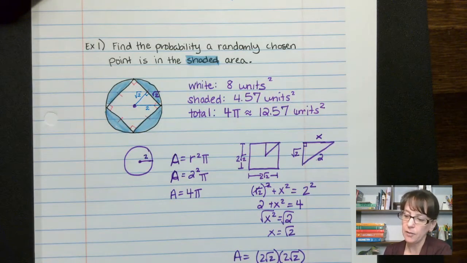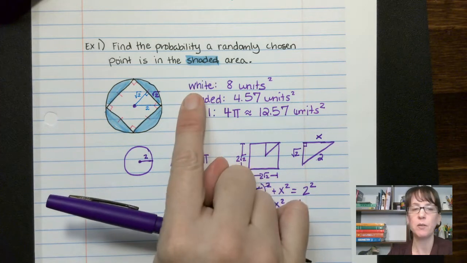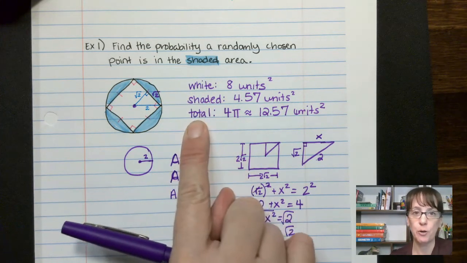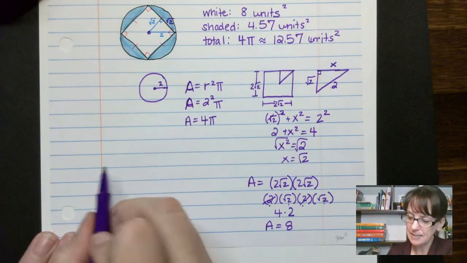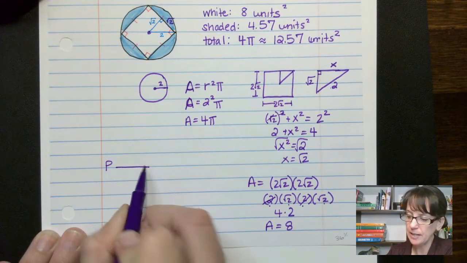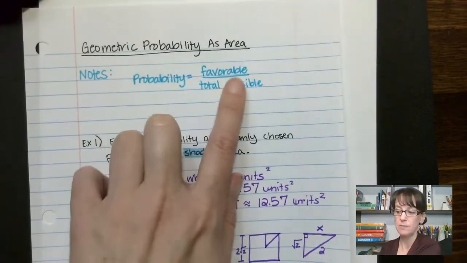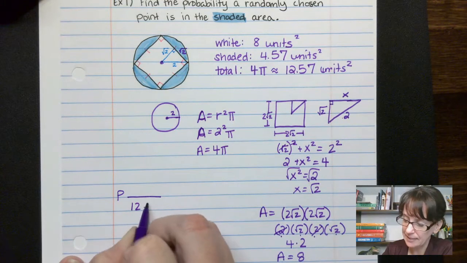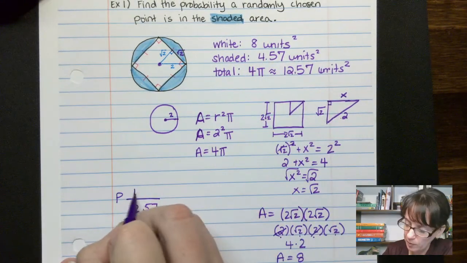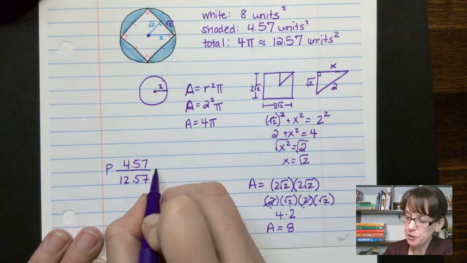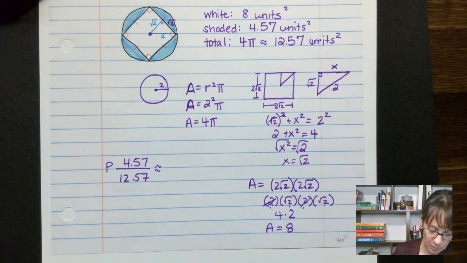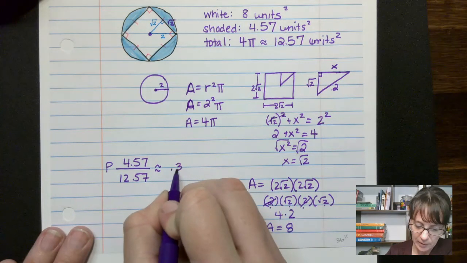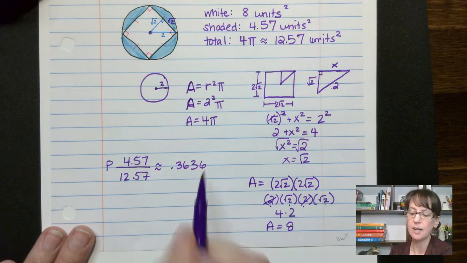Okay, so with all of that information, once you've figured out the non-shaded, the shaded, and your total, remember our probability is the probability of the shaded, because we want to know it's in the shaded region. That's our favorable. So our total possible is going to be 12.57, and our favorable is the shaded bit, which is 4.57. If we divide those, we get 4.57 divided by 12.57, which is 0.3636 roughly. I'm just rounding there.